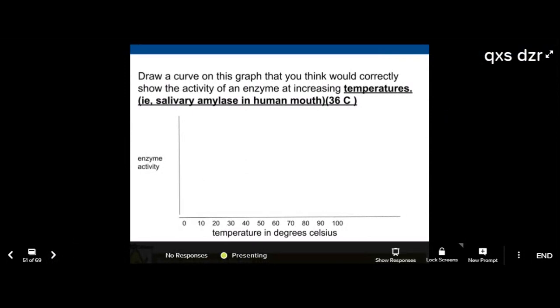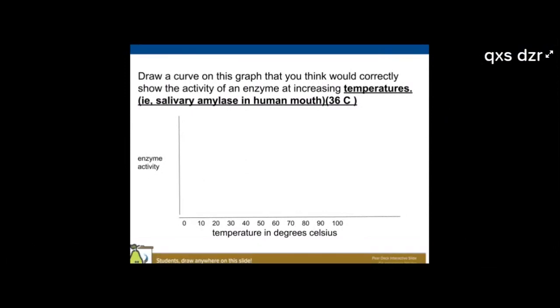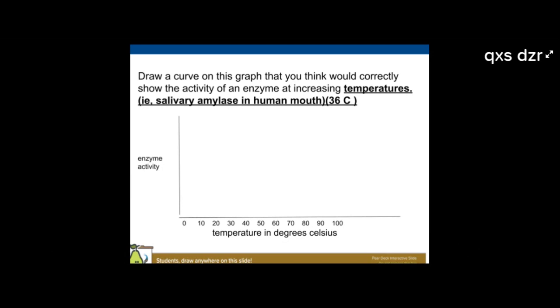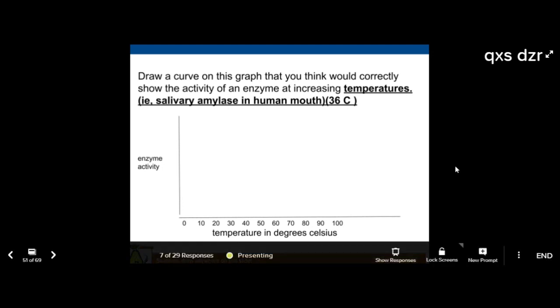Okay, so now let's look at the salivary amylase enzyme, which is in the human mouth. It works in our mouths. Keep in mind, our body temperatures are about 36 degrees Celsius, right? 98.6 is normal Fahrenheit, but 36 degrees Celsius would be our body temperatures. So what do you think the curve would look like here for the enzyme activity of salivary amylase? Your chance to do some artwork. Go for it.